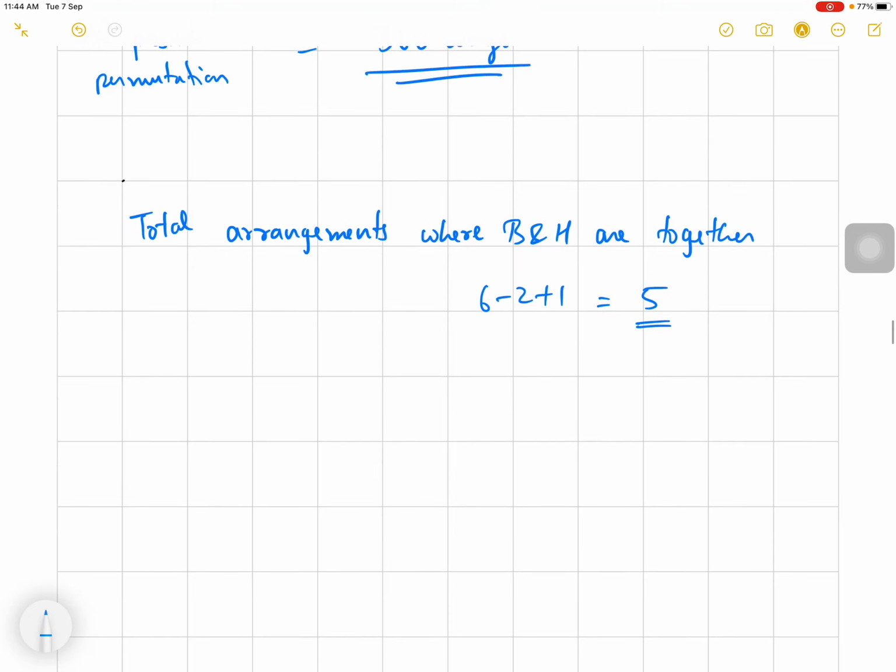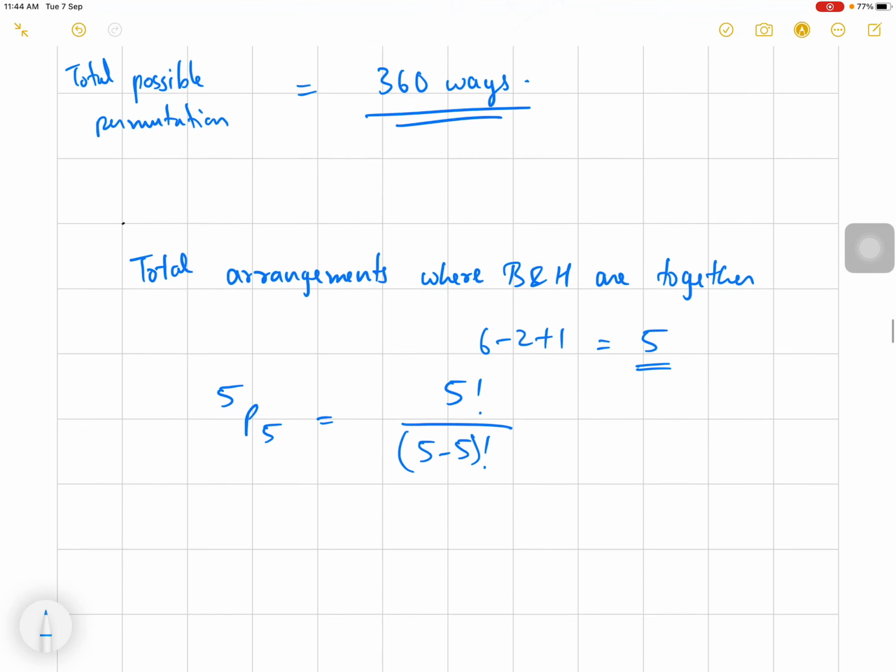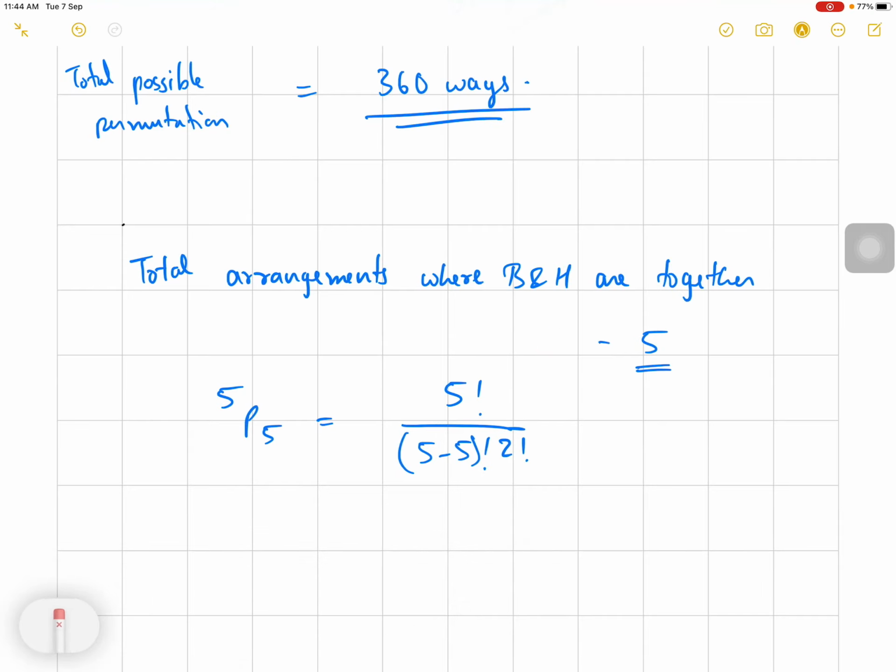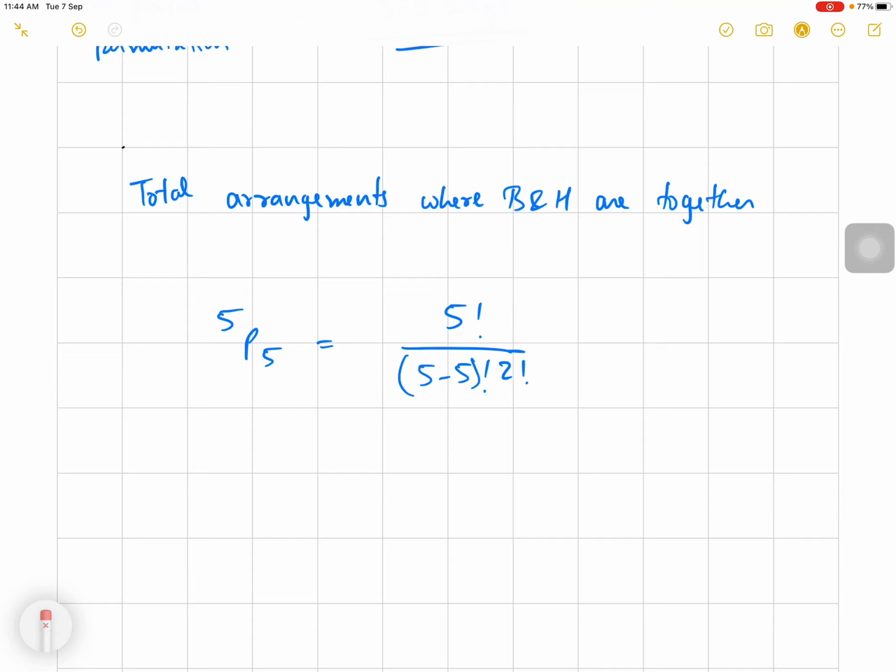So here the formula will be 5P5, which is equal to 5 factorial divided by 5 minus 5 factorial. Because A is repeated, that is 2 factorial. So total number of arrangements where B and H are together: in the word Bharat, B and H together is one letter, and so there are 5 letters, 1, 2, 3, 4, 5, out of which A is repeated, so that is why 2 factorial.